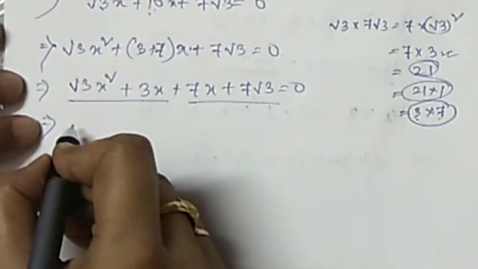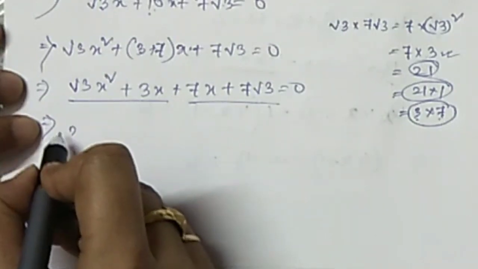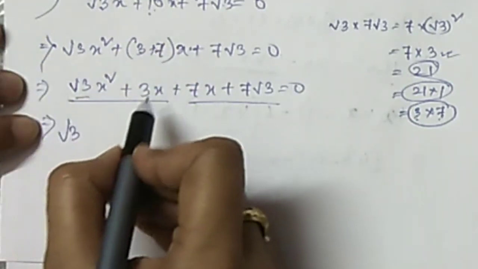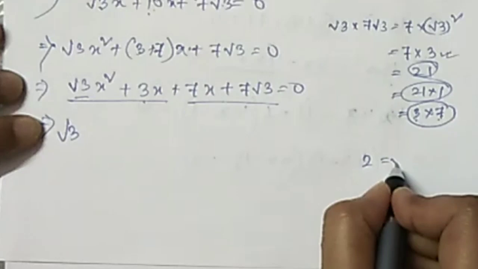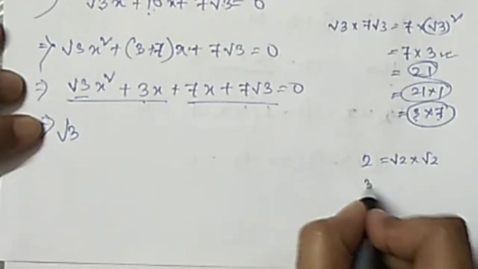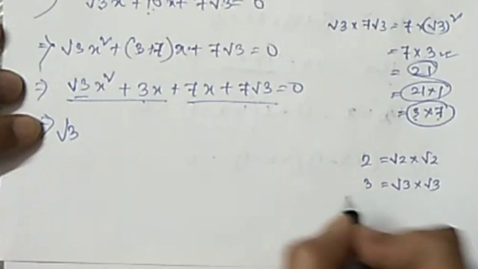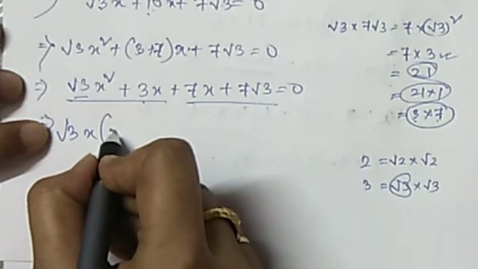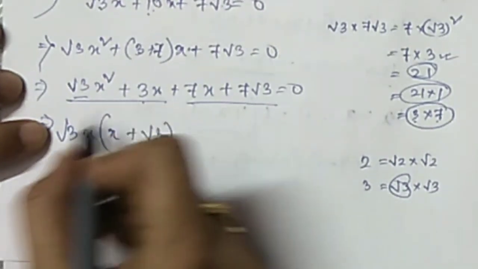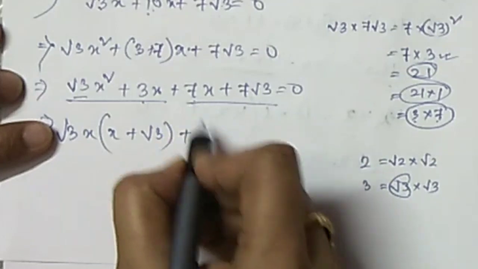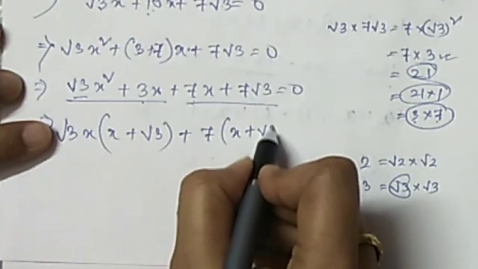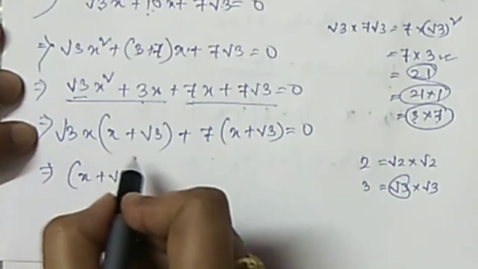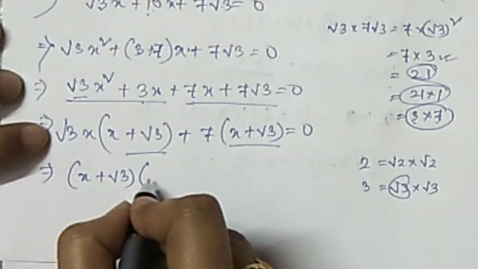Take something common from these two and from these two. Here it is root 3, here it is 3. In the previous sum I told you in 1 2 there are 2 root 2's. So like in 1 3 there are 2 root 3's. So 1 root 3 we will take in common. Here left x and here left root 3. Here 7 is common, x plus root 3. So x plus root 3 we have taken common.